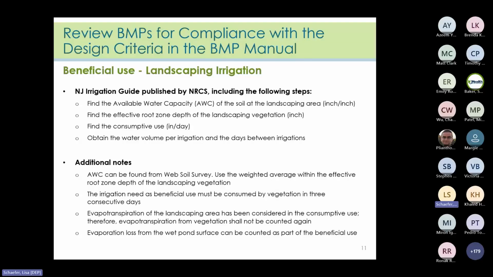The irrigation needed as beneficial use must be consumed by vegetation in 3 consecutive days. The evapotranspiration of the landscape area has been considered in the consumptive use, so therefore don't double count it. An evaporation loss from the wet pond surface can be counted as part of the beneficial use.